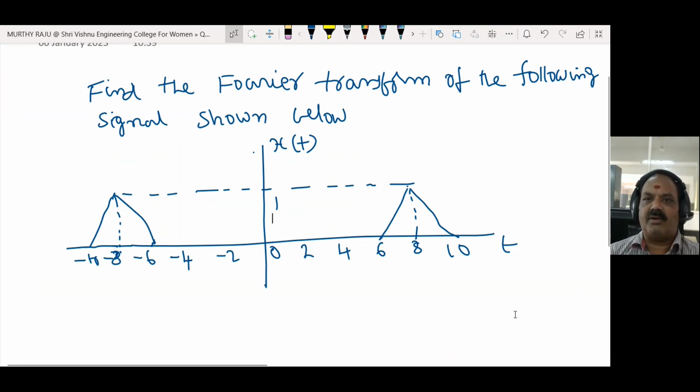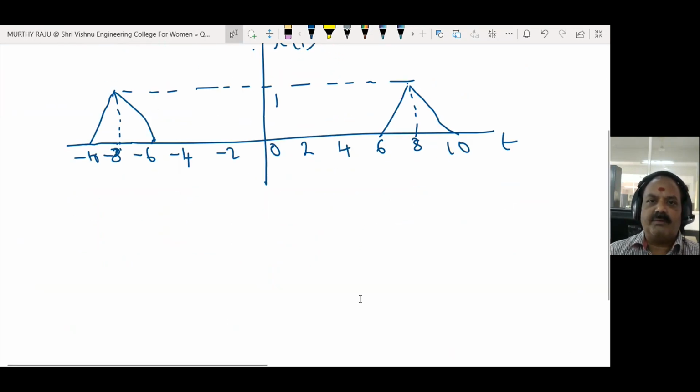Find the Fourier transform of the following signal shown by the example. Now, solution. How to consider one signal with the same shape but different limits. Suppose we take -2 to 2, a triangular waveform, perform some shifting operations, and then add these resultant signals. We will get the original example.